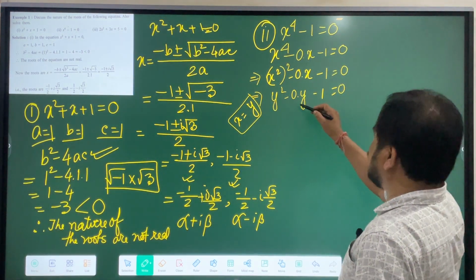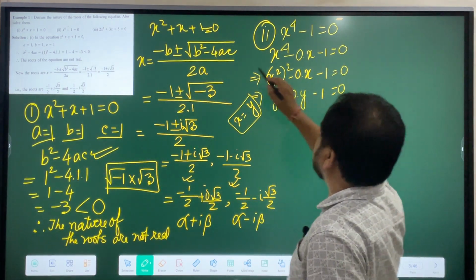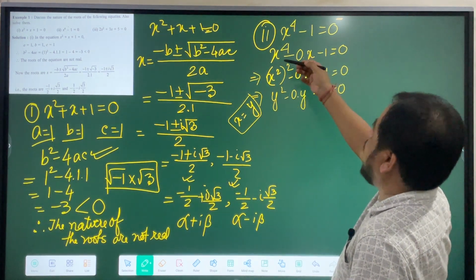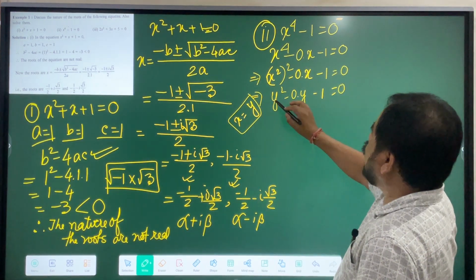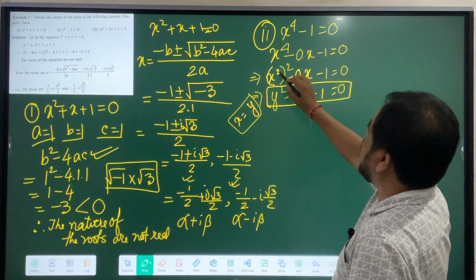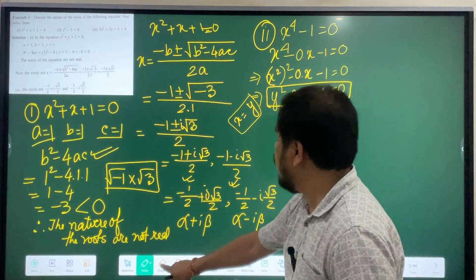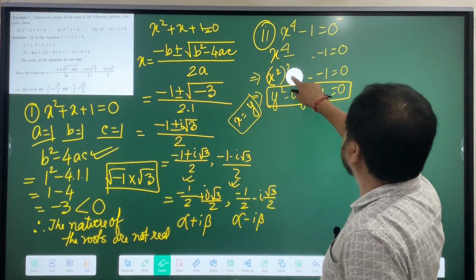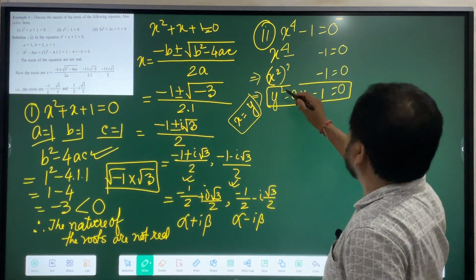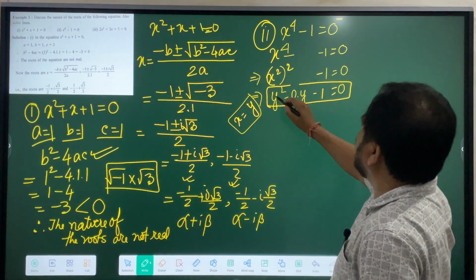If we don't see a quadratic equation, we cannot find b square minus 4ac, because the middle term was not there. So now for this y we will go back to x. To make a quadratic equation, we have taken y in place of x square. If you don't write it, no problem. x to the power 4 minus 1 equals 0 becomes y square minus 1 equals 0.